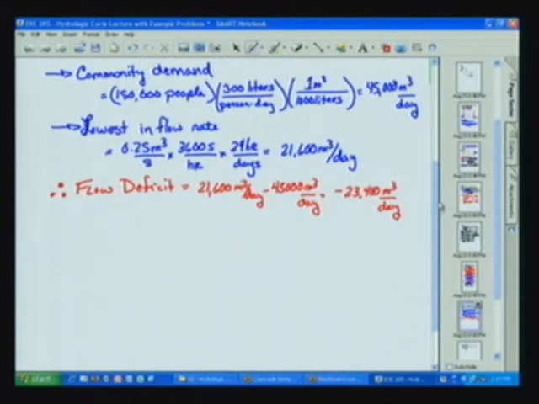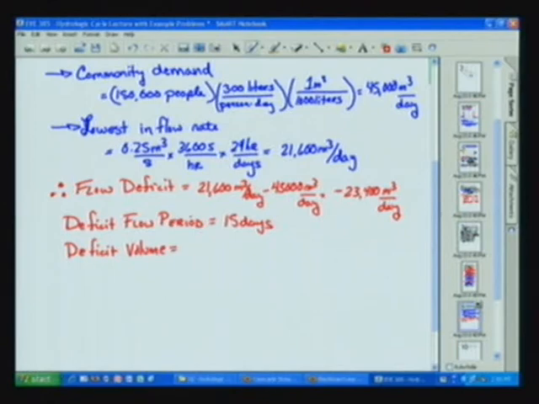So the deficit period is 15 days. So the deficit volume is going to be the 23,400 cubic meters per day for that 15-day period, which means we need to come up with 351,000 cubic meters of surplus from our reservoir. Okay.